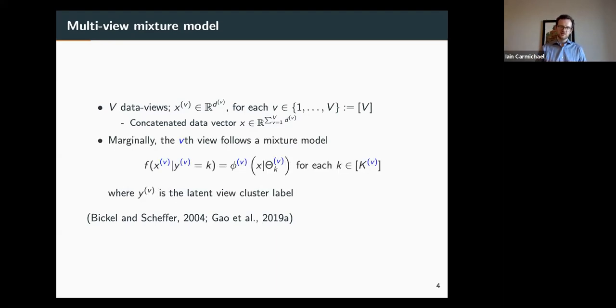We're going to assume that if you look at each view marginally, so just look at the first view, each view marginally follows some mixture model. Let's just pretend it's a Gaussian mixture model, and maybe only the means vary, just for simplicity. If you look marginally in the vth view, we're going to say there's k^v clusters, and then y^v is of course going to denote the latent cluster label. This mixture model has been studied by a few different papers, including Danielle and Lucy's. And I think the first reference that I was able to find for this is that 2004 paper.